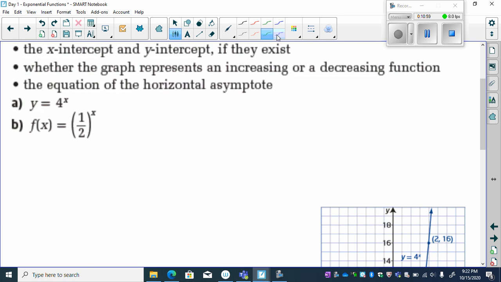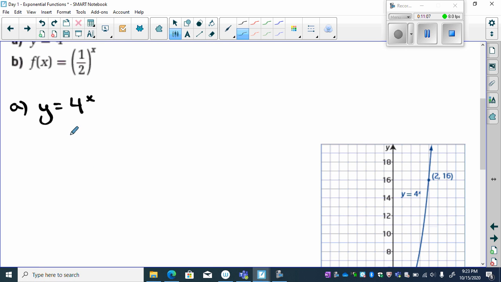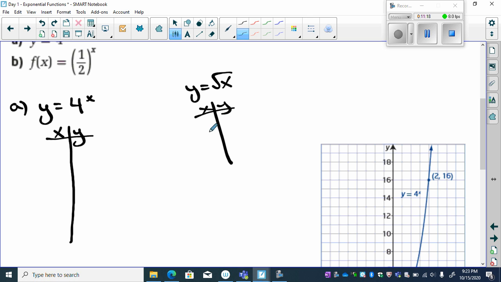Okay? How would I graph this curve right here? y equals 4 to the x. And this could be a base function in this unit. It's not like the last unit when we were talking y equals radical x and we were always transforming these points.